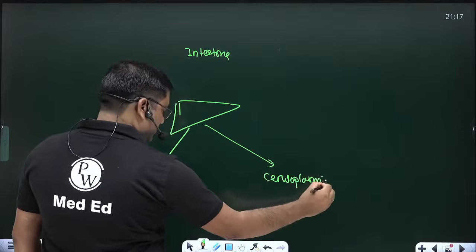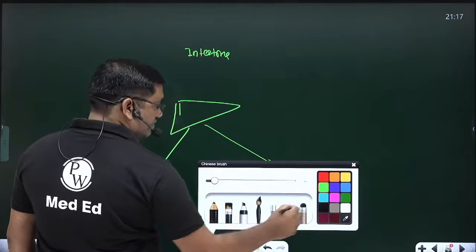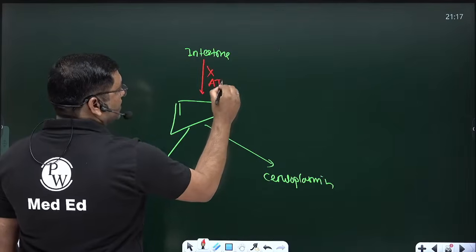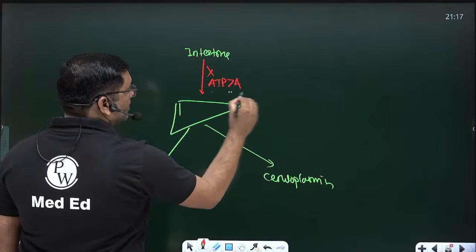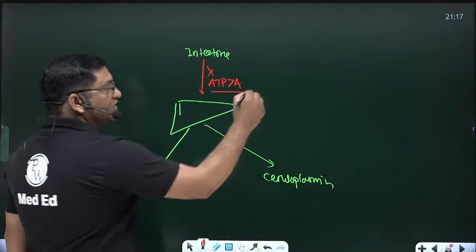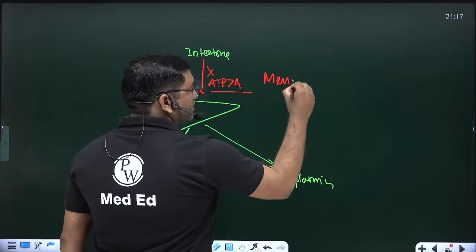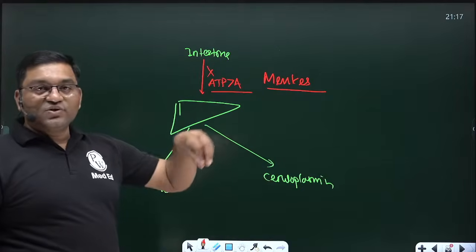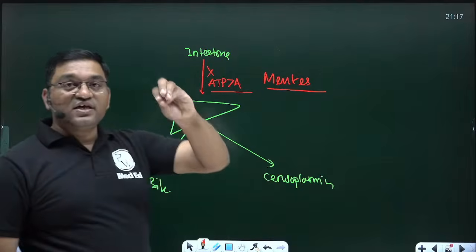Now see, decreased absorption from the intestine: ATP7A protein, an ATP-binding acid transporter protein. This transporter is defective in Menkes disease. So there is decreased absorption of copper that causes a neurodegenerative disorder known as Menkes kinky hair syndrome.